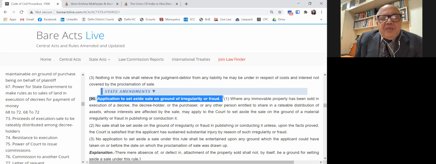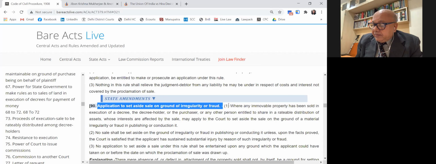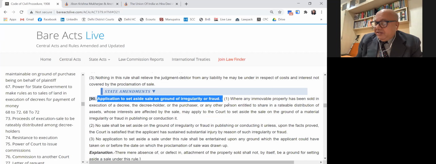So when fraud is being played, then application can be filed for setting aside the sale under the provisions of Order 21, Rule 89. 90 speaks of setting aside sale on the ground of fraud. And no sale to be set aside on the ground of fraud without notice to other side. Full particulars to be mentioned.